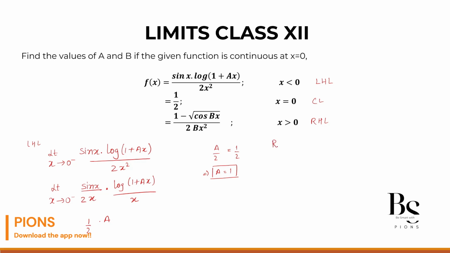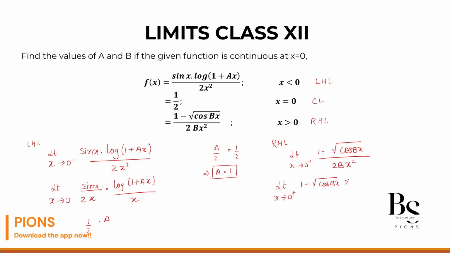Let's solve for the right hand limit. So RHL for right hand limit, limit x tending to 0 positive. This will give you 1 minus root under cos bx, whole divided by 2bx square. Correct? Now here we have a root. We don't have a direct formula for roots, so what will we do? The best option is to rationalize. Whenever you have a root and you don't have any other option to simplify, simply rationalize. That will help you a lot.